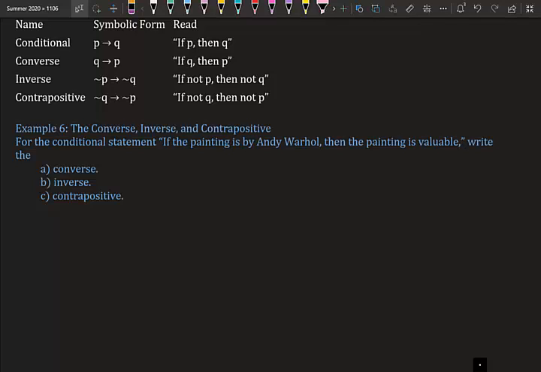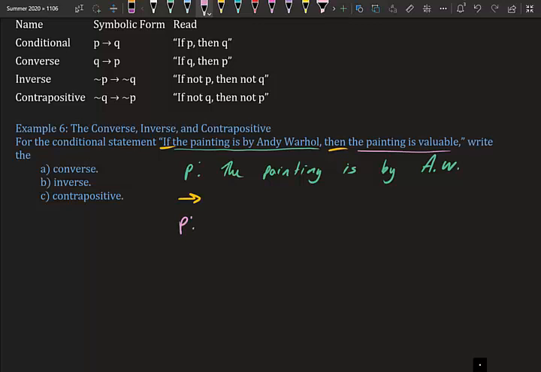Alright, so the converse, inverse, and contrapositive. For the conditional statement, if the painting is by Andy Warhol, then the painting is valuable. We're going to write the converse, inverse, and contrapositive of that statement. So, of course, we need to know what is this statement. Our first is the painting is by Andy Warhol. I'm going to say A.W. I don't want to write his name out. Andy Warhol is the Campbell Soup dude. Those paintings. Pop art. Our connective is if then. And then our next is the painting is valuable. So that's our P. Our Q. Alright, so to write this as our statement in symbols, we have P, if then, Q.